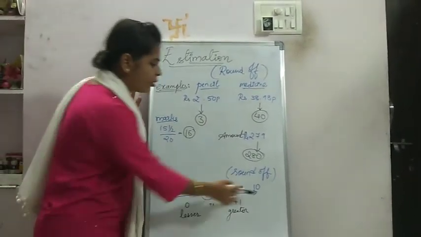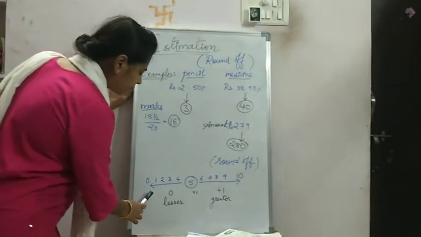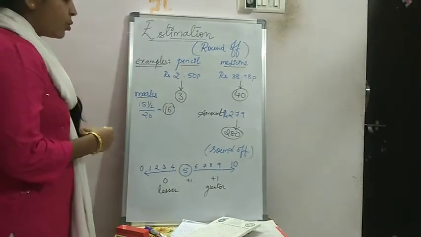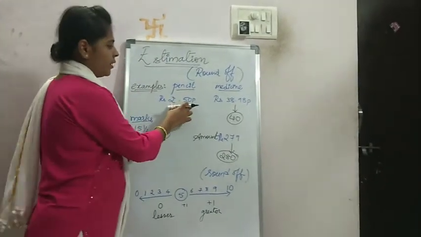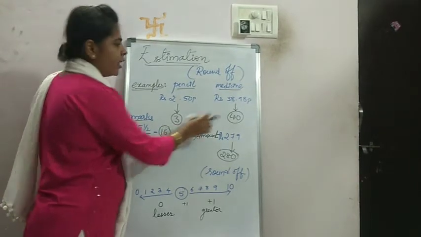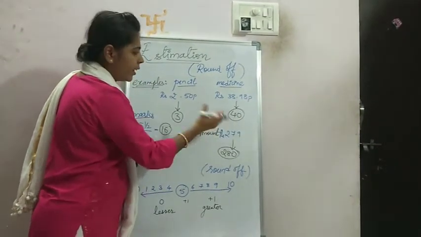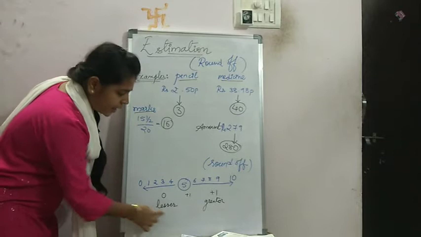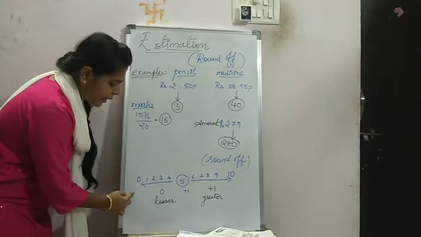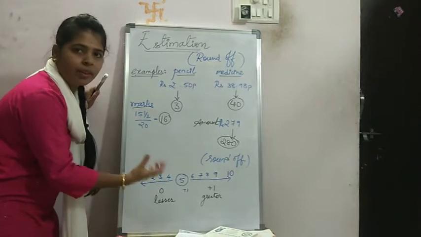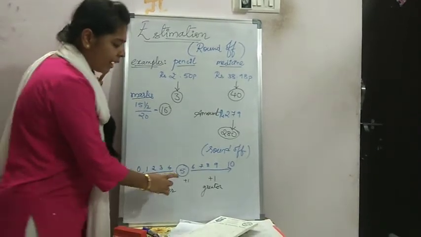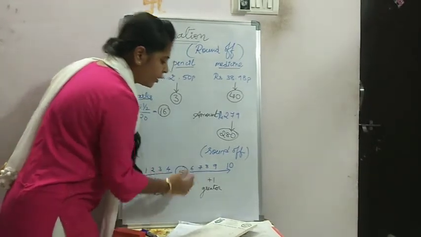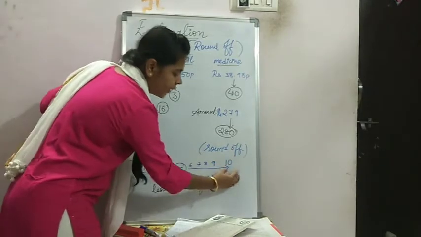For example, I have drawn a number line from 0 to 10 here: 0, 1, 2, 3, 4, 5, 6, 7, 8, 9, 10. You can see here, 2 rupees 50 paise I rounded up to 3, and this one I rounded up to 40. Like that, if the value is less than 5, you come back to the lesser value, that is 0. If the value is more than 5, you take it as plus 1, up to 10.